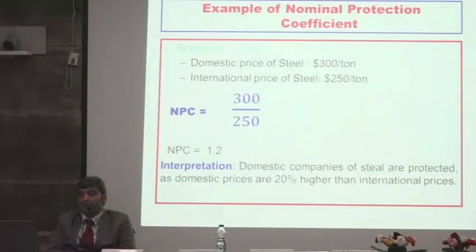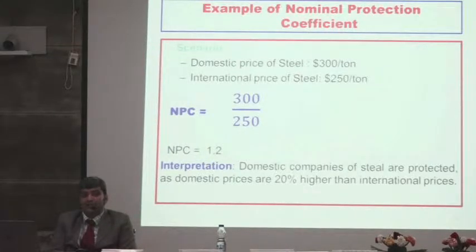And there is a simple calculation for the nominal protection coefficient. For example, domestic price of steel is $300 per ton, and international prices of steel may be, this is a hypothetical example, $250 per ton. Then NPC would be 300 divided by 250, and this ratio of NPC is 1.2, and this is greater than 1. It indicates that domestic steel industry is not competitive, and indirectly we can say it is not so much efficient.